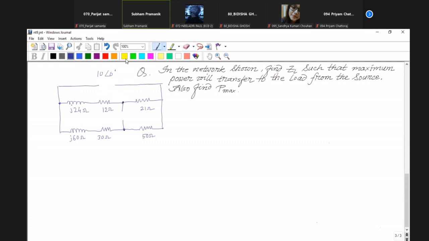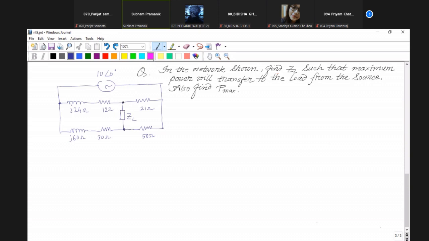Short circuit the voltage source like this. Then we observe the impedance from here. Can you tell me how they are connected? Sir, J24 is in series, and 21 is in parallel with J24 and 12. 21 and 12 plus 21, 24J. Yes, they are in parallel.